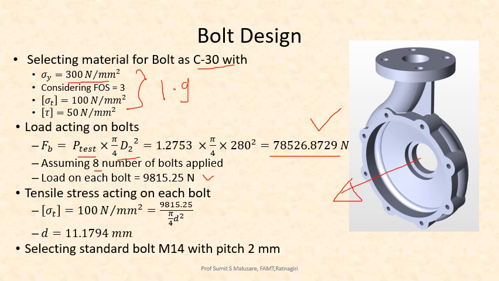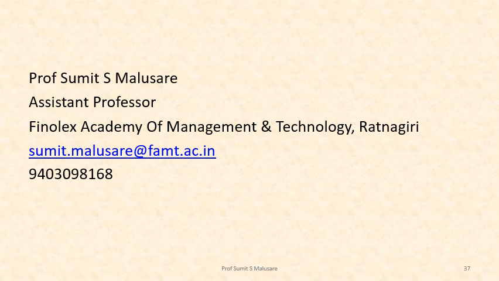So the tensile stress acting on each bolt, sigma T, is equal to 100 Newton per mm square. That is equal to the total axial force upon the cross sectional area of each bolt. From this I will get the value of D equal to 11.1794 mm. So as per the standards in the PSG references, we are going for a standard bolt of M14 with pitch equal to 2 mm. So this is all about the bolt design, and this completes the entire process of the design of the centrifugal pump. Thank you.